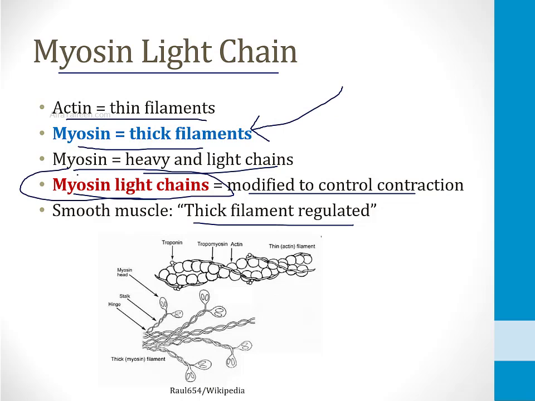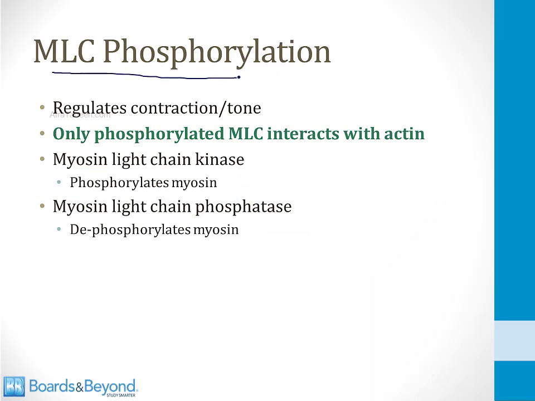In contrast, skeletal muscle is said to be thin filament regulated, because in skeletal muscle, tropomyosin is modulated in order to regulate contractions, and tropomyosin is part of the actin thin filaments. The phosphorylation of myosin light chains is a major regulator of smooth muscle cell contraction and smooth muscle tone. The reason for this is because only phosphorylated myosin light chain will interact with actin. This is a special feature of smooth muscle cells. So by controlling the amount of phosphorylation of myosin light chains, a cell can control the amount of contraction or tone.